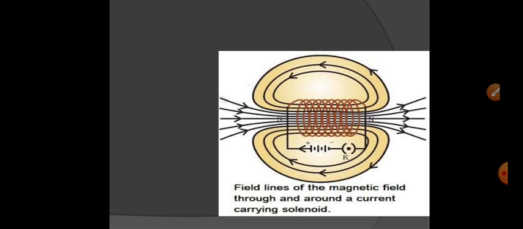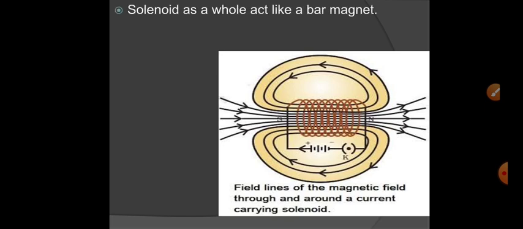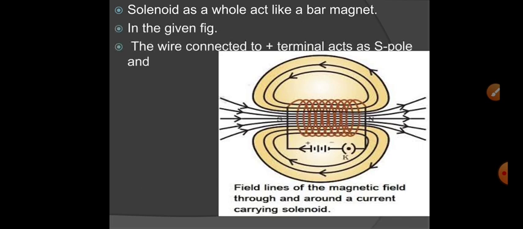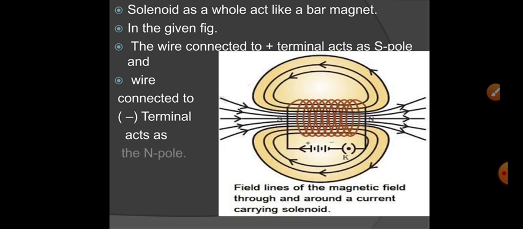So this is a schematic diagram of a solenoid, and you can see that as a whole the solenoid acts like a bar magnet. One end of the solenoid is connected to the positive terminal of the battery, and the end connected to the positive terminal will act as the south pole, and the end connected to the negative terminal of the battery will act as the north pole.